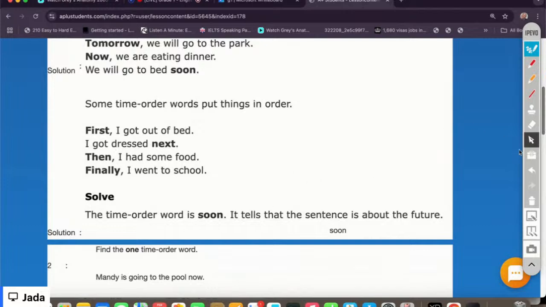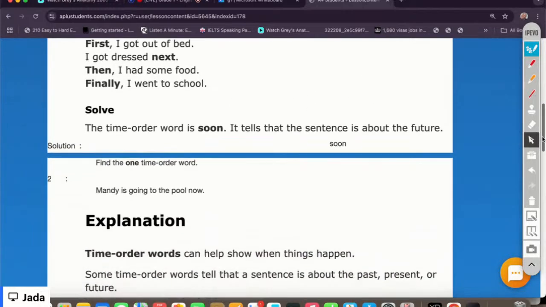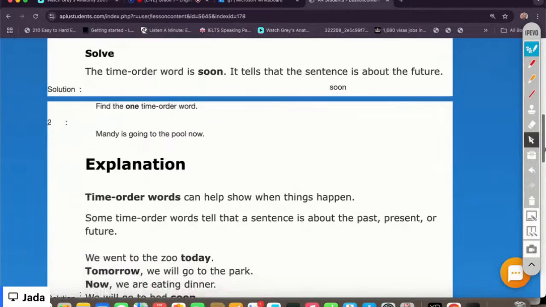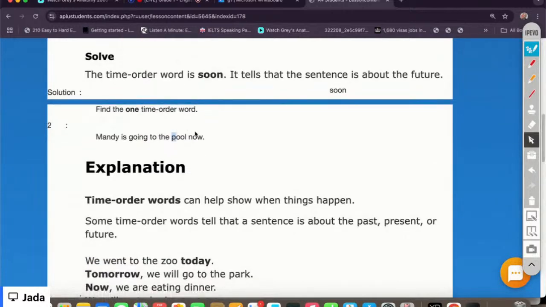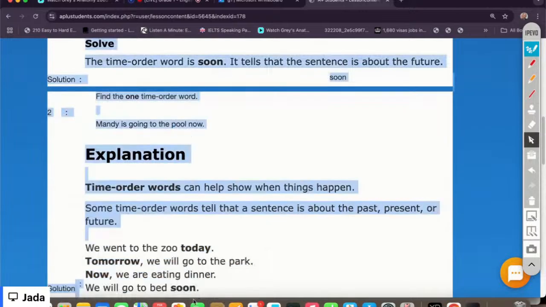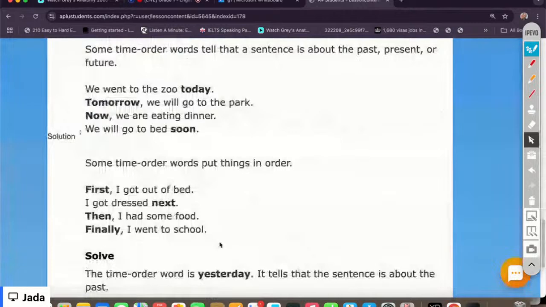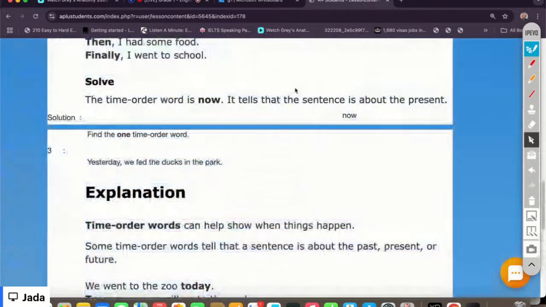Then we have also this one here. Mandy is going to the pool now. So what is the one time other word here? Okay, so Mandy is going to the pool now, which is now. Now will be the one time other word.